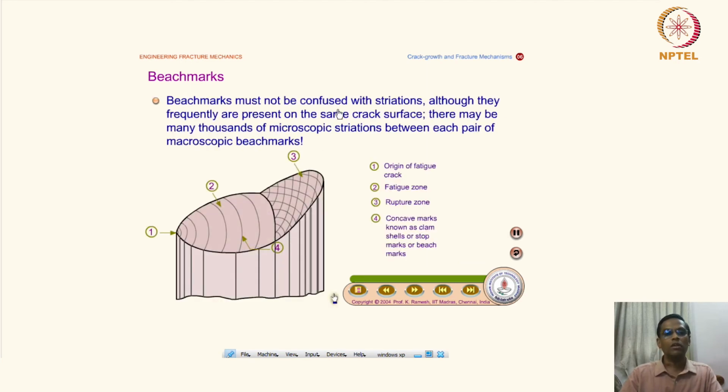Beach marks must not be confused with striations, although they frequently are present on the same crack surface. There may be many thousands of micro striations between each pair of macroscopic beach marks. So what it means is the beach marks are basically on a macroscopic scale as compared to the striations, which are on a microscopic scale. So that's how we should understand this.